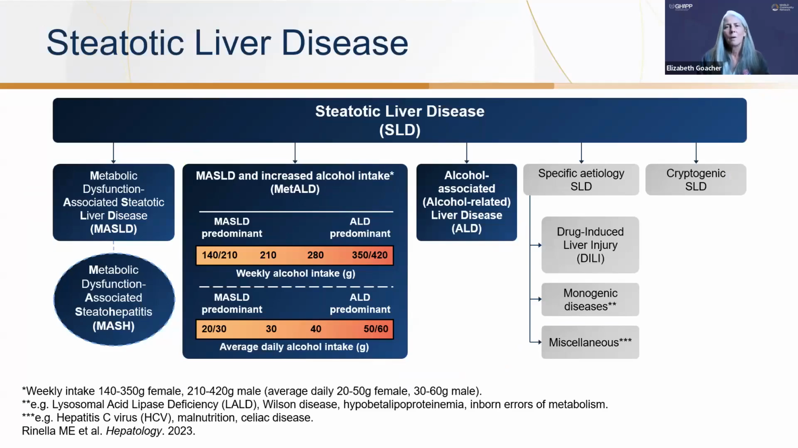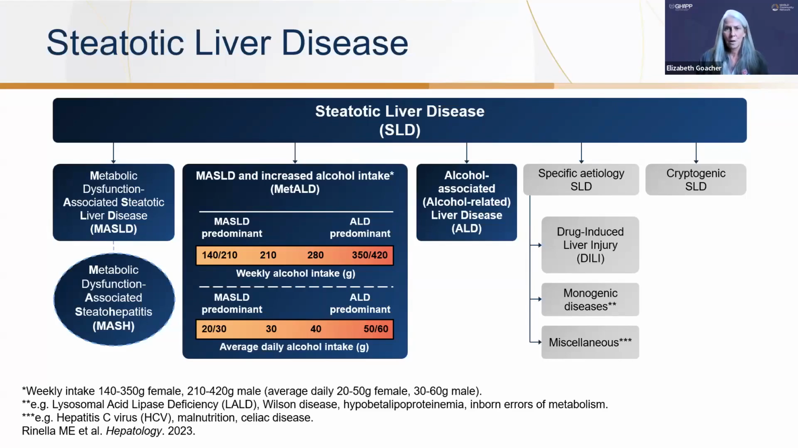This is where we step back and look at MetALD, which is metabolic dysfunction plus alcohol-related liver disease, versus MASLD, metabolic dysfunction-associated steatotic liver disease, or even ALD, alcohol-related liver disease, on the far side. So the spectrum of steatotic liver disease includes those components, in addition to making sure that you're dealing with truly steatotic disease, not from other inherited conditions or drug-induced liver injury.